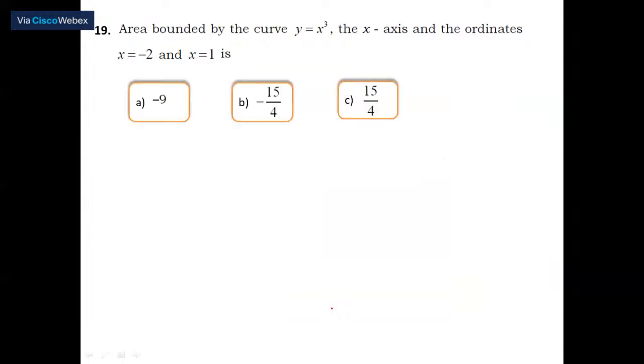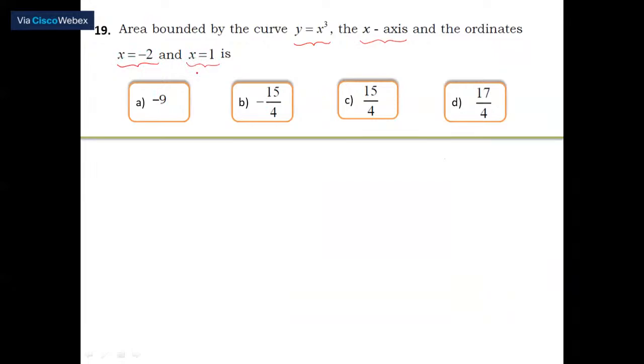Area bounded by the curve y is equal to x cube and the x-axis, and also the ordinates x is equal to minus 2 and x is equal to 1. And the options given for us are minus 9, minus 15 by 4, plus 15 by 4 and 17 by 4. So here it is asked to find the area bounded by the curve y is equal to x cube, the x-axis, and the ordinates x is equal to minus 2 and x is equal to 1.